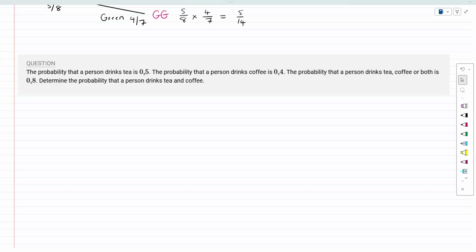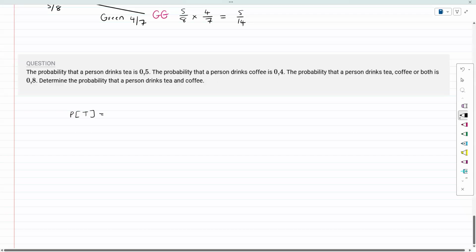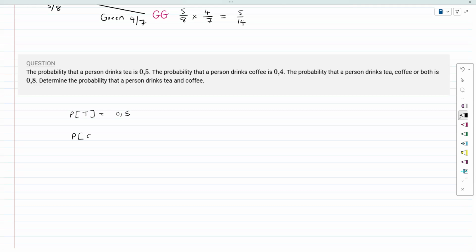Okay, guys, the next one, we've got 2 questions left. We're going to start with this question. It says, the probability that a person drinks tea. I'm going to start writing information exactly as they tell me. The probability of T is 0.5. Please understand they didn't say the probability of T only. They said the probability of T is 0.5. The probability that somebody drinks coffee is 0.4. They did not say coffee only. The probability that somebody drinks tea, coffee, or both is 0.8.